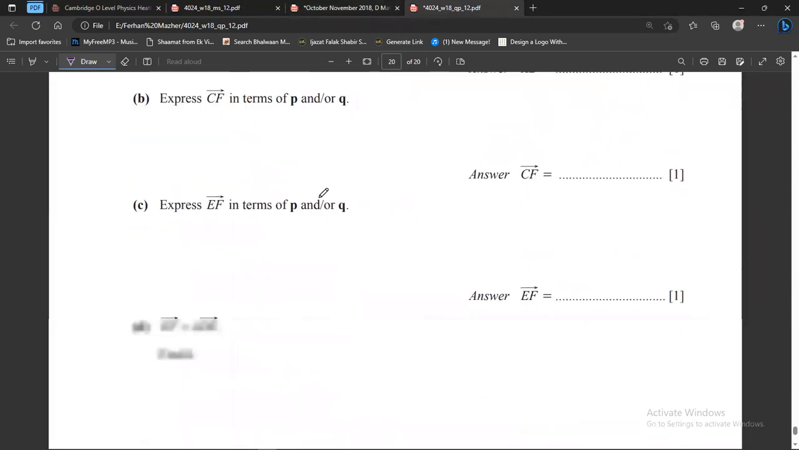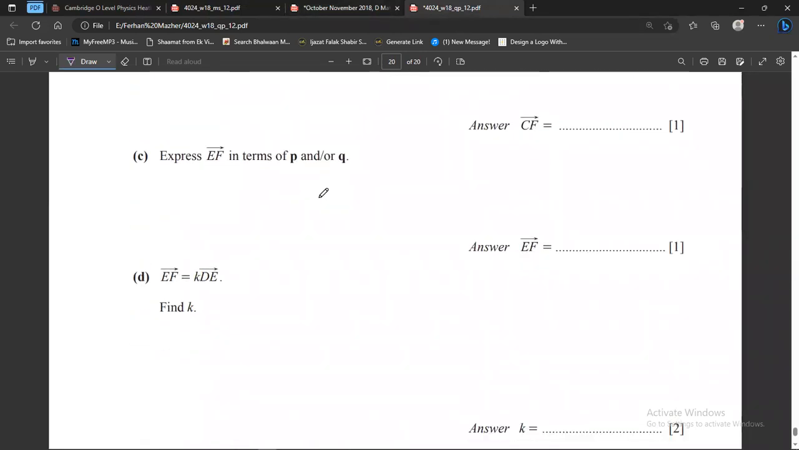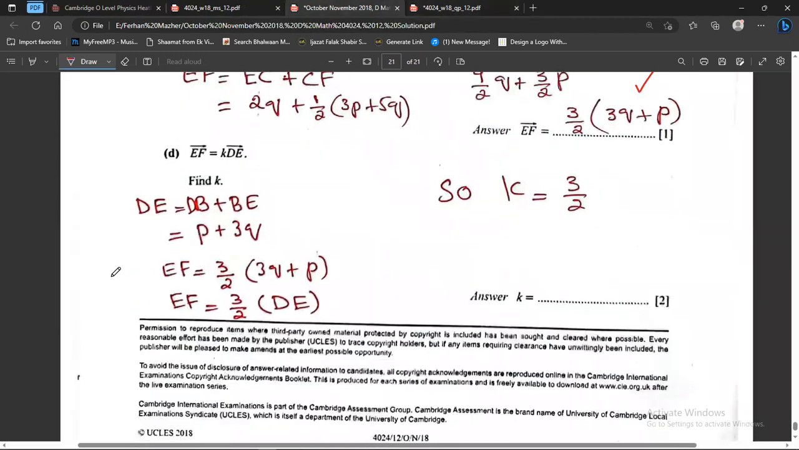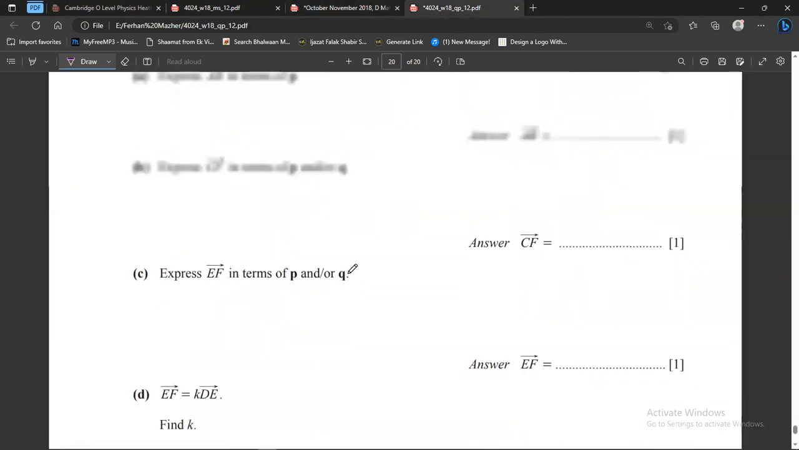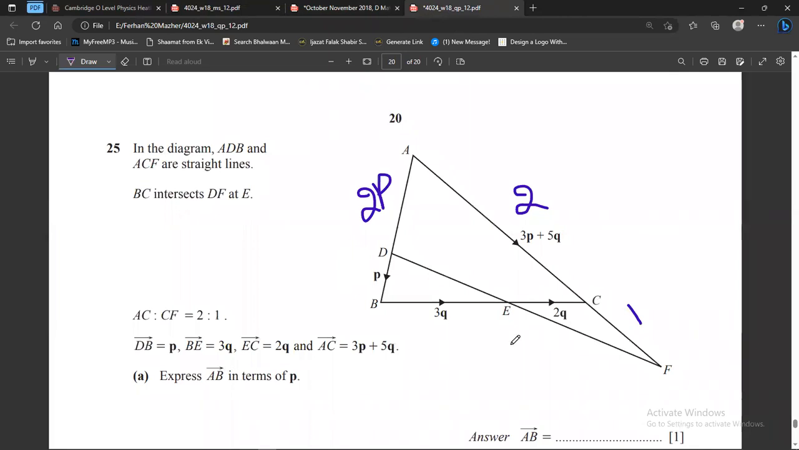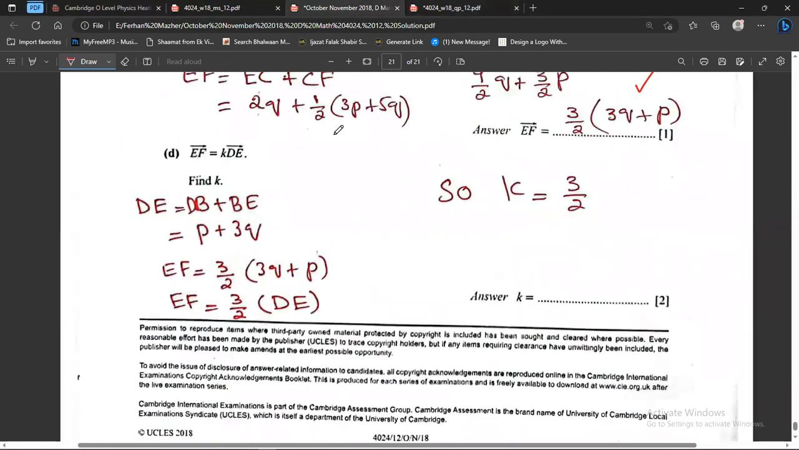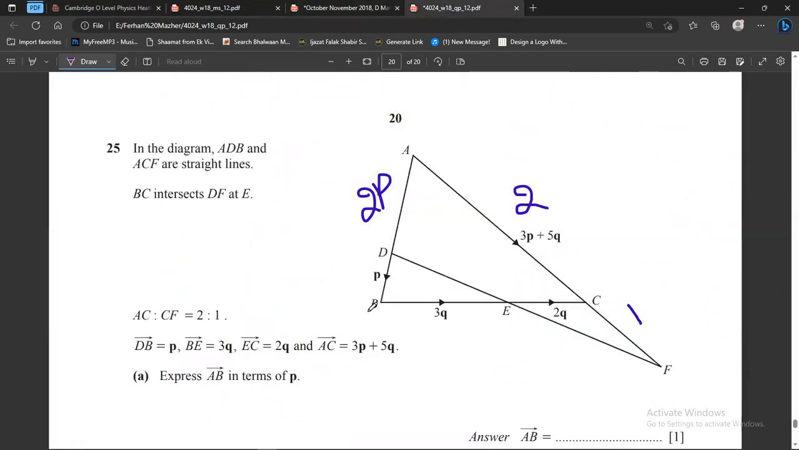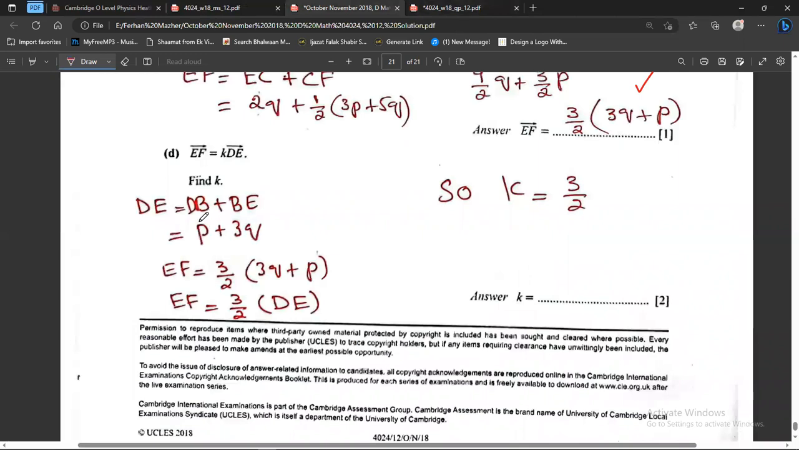Then the question is EF is equal to K times DE. Find the K. Okay. So they are saying the DE will be equal to, if you want to find out DE, D to E, where's the D? You will go from D to B, from B to E. That will be P plus 3Q. Okay.